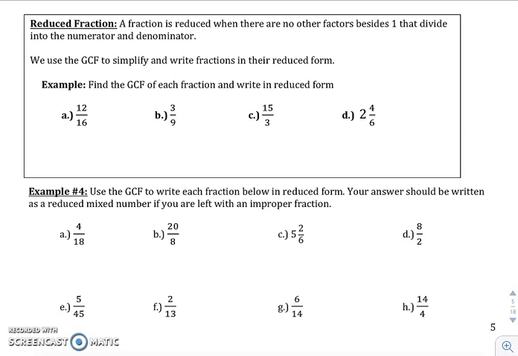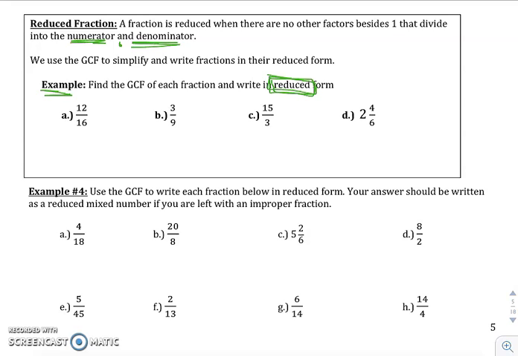A reduced fraction is a fraction where there are no other factors besides 1 that you can divide into the numerator and the denominator. So what you do is find the GCF of the numerator and the denominator, and you reduce them both by that value that you found. So find the GCF in your example here of each fraction and then write it in reduced form.